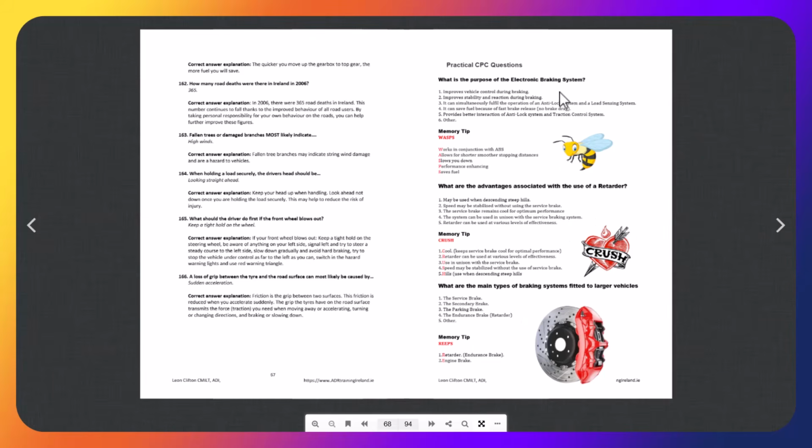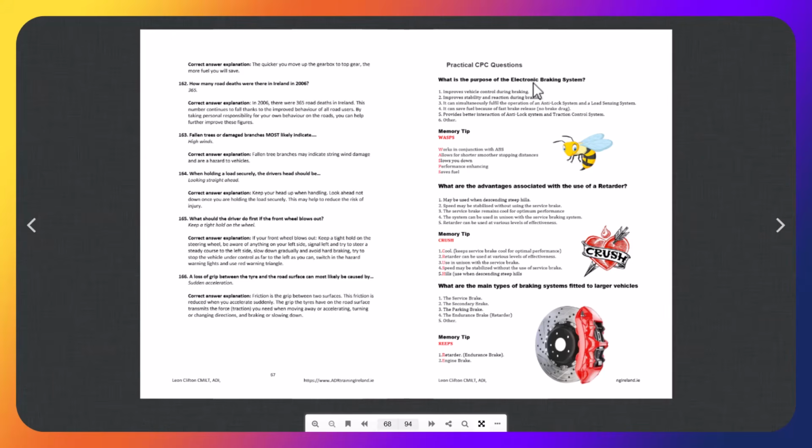So what is the purpose of the electronic braking system? Now remember, you have to hit 3. They have 5 answers they want, but you have to hit at least 3 of them. And then as soon as you get the 3, they're going to move on. They don't want you to get all 5. As soon as you get 3 of them, bang, they'll move on to the next question.